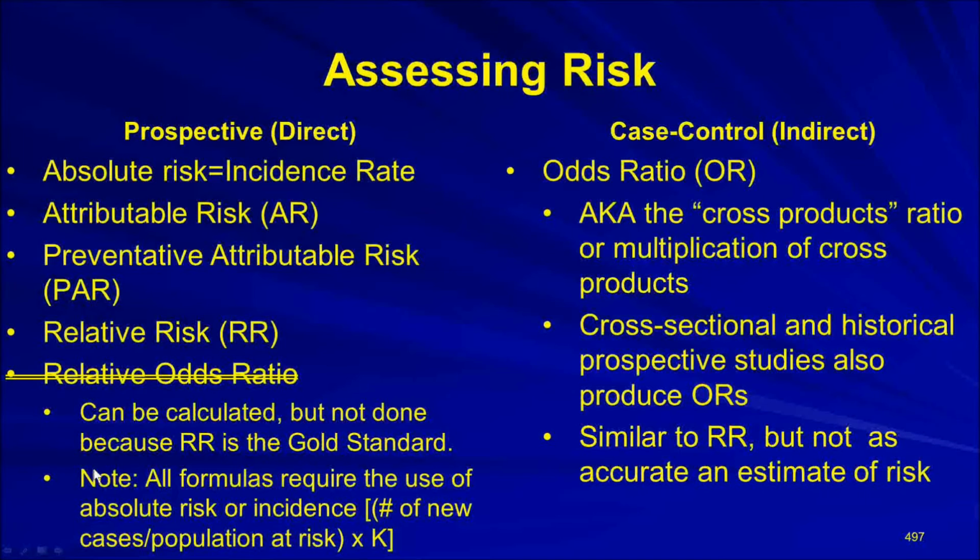And I want you to also note that all formulas require the use of absolute risk or incidence rate, or the number of new cases divided by the population at risk times K. So that's the same formula you learned from the beginning of class when we were talking about incidence rate. There's nothing new.